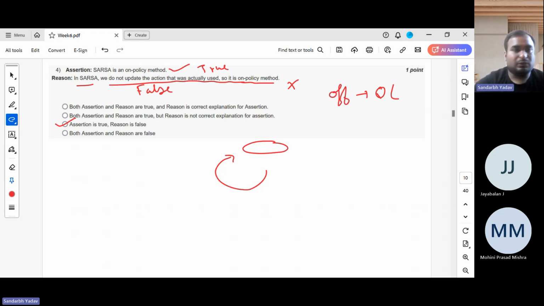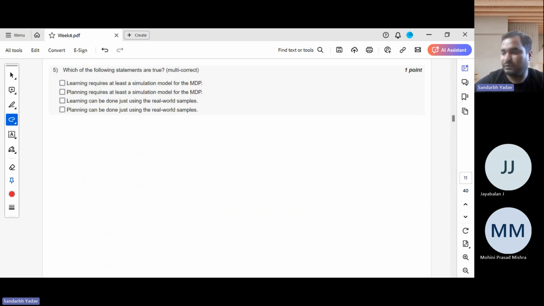Okay, then I'll move to question 5. Again, this is multi-correct since there are squares. Which of the following statements are true? The first option is that planning requires at least a simulation model, and learning can be done just using real world samples.